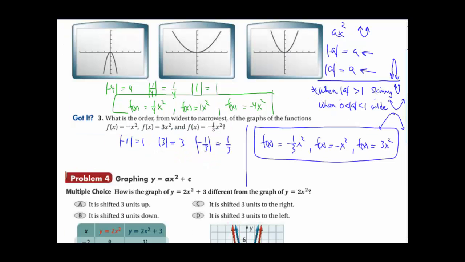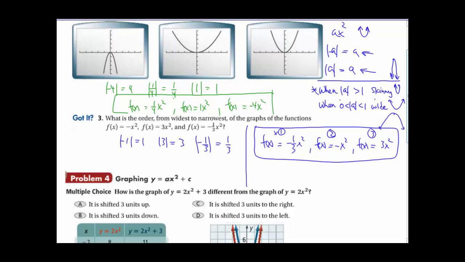If you notice, you should have had f of x equals negative 1/3 x squared. This is the widest, so that's the first one. Then the second one becomes f of x equals negative x squared. That was the next widest. And the last one, which was the skinniest, was y equals 3x squared.